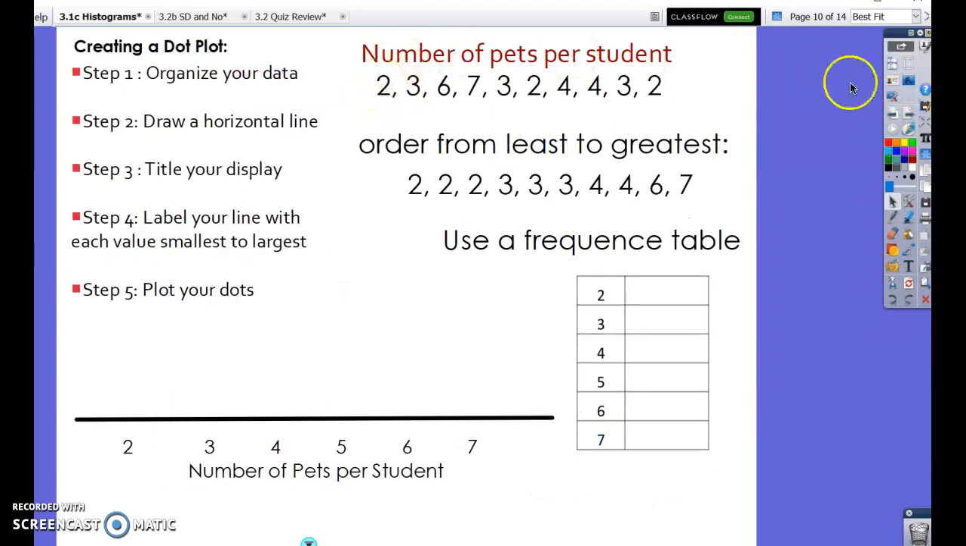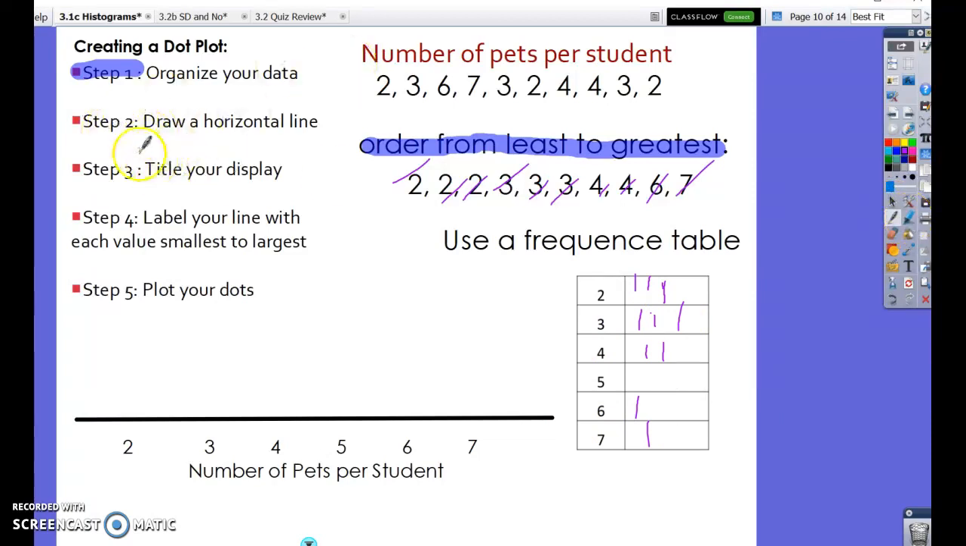We want to be able to create a dot plot, so step 1 is to organize our data. Here's our organized data in order from least to greatest, and we want to put it in a frequency table. So for 2, it looks like we have 1, 2, 3 2s. We've got 3 3s, 2 4s. There are no 5s in our data. There's 1 6 in our data, and there's 1 7 in our data. So this is our frequency table.